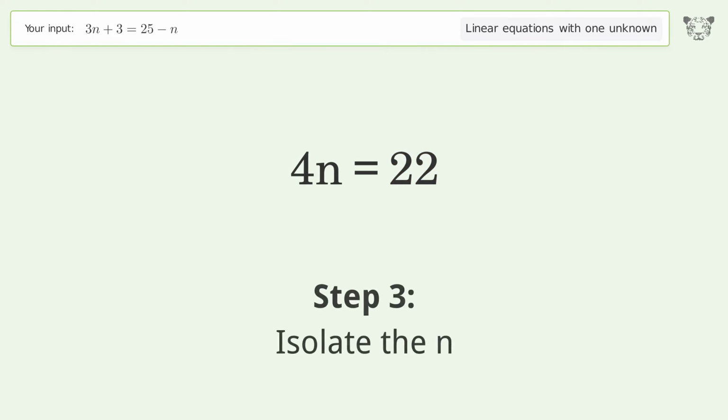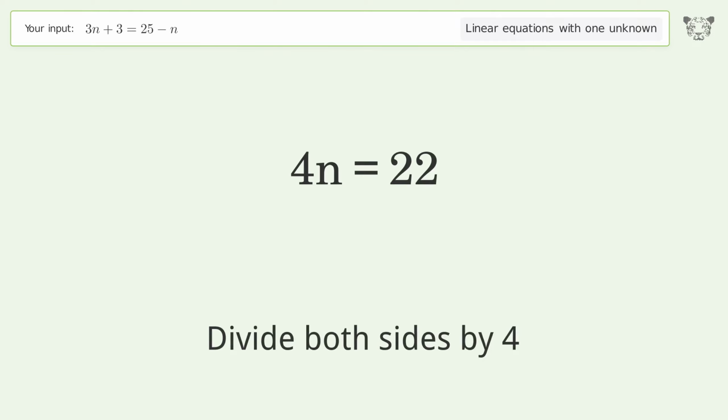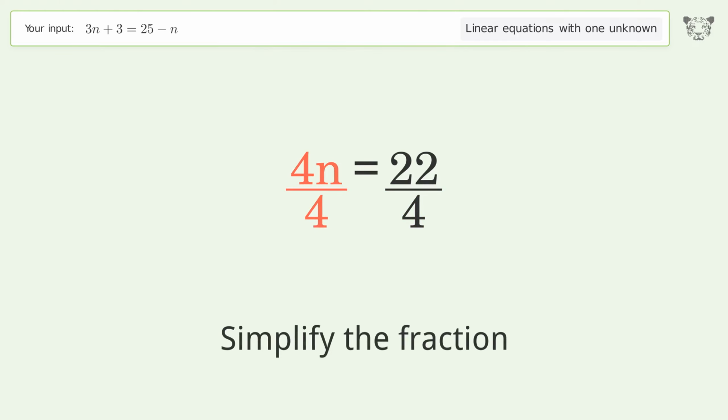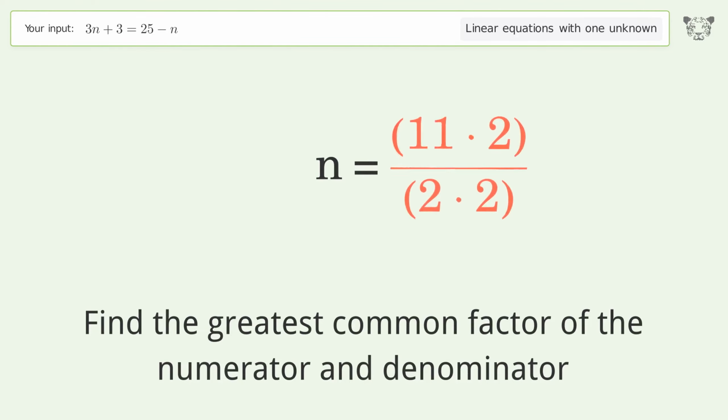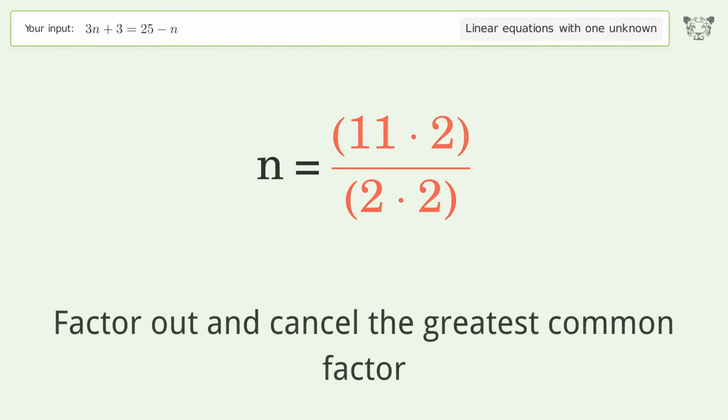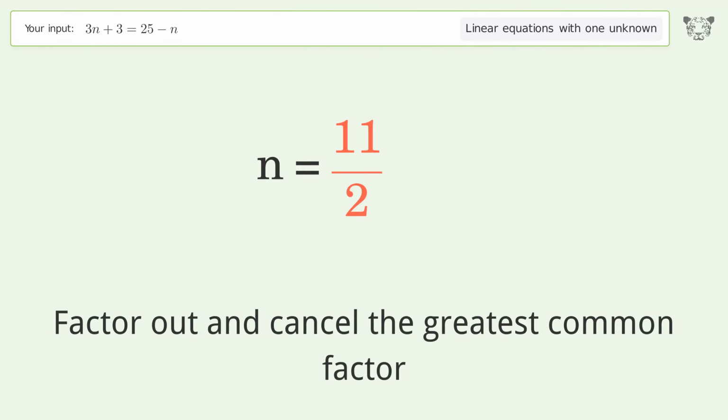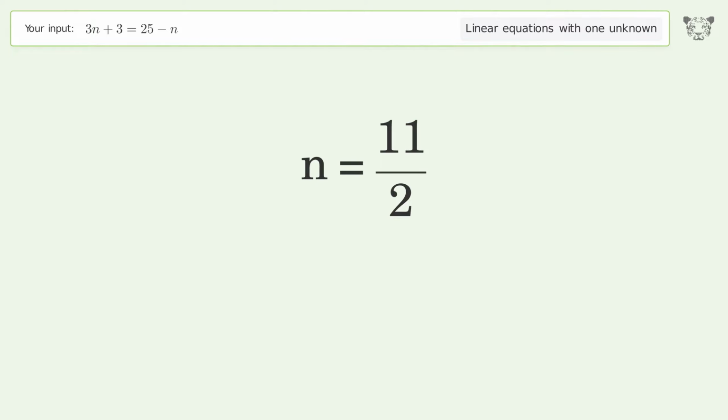Isolate the n. Divide both sides by 4. Simplify the fraction. Find the greatest common factor of the numerator and denominator. Factor out and cancel the greatest common factor. And so the final result is n equals 11/2.